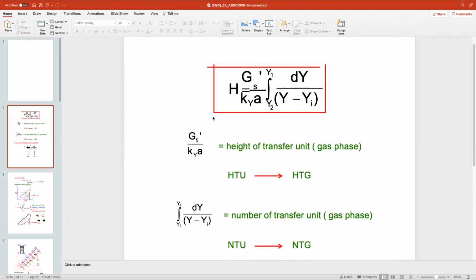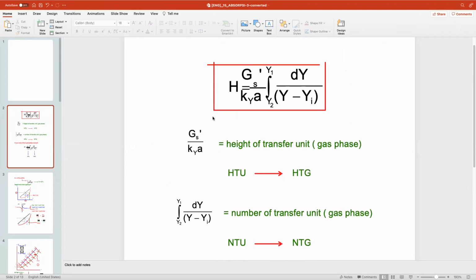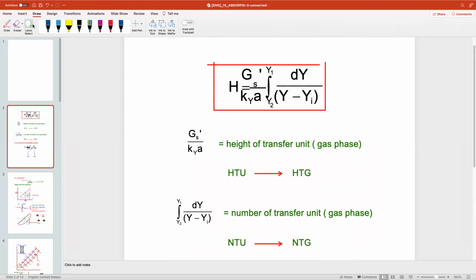Okay, let's have a look at this formula. This is the formula to determine the height, and the term Gs' divided by KyA is called HTU, or height of transfer unit in the gas phase, or we call it HTG. This is the height of the transfer unit, and it's multiplied by the integral.